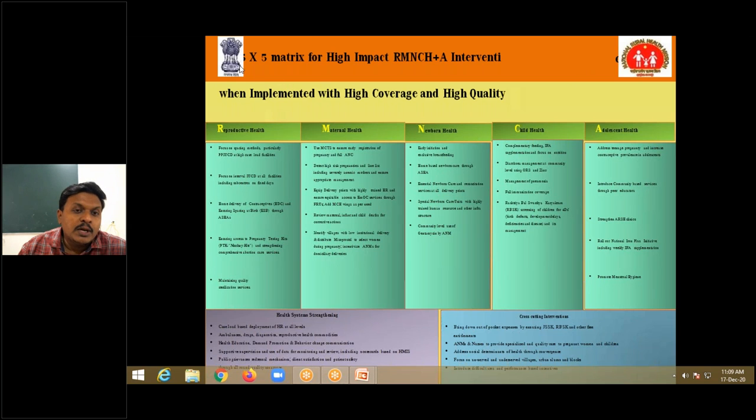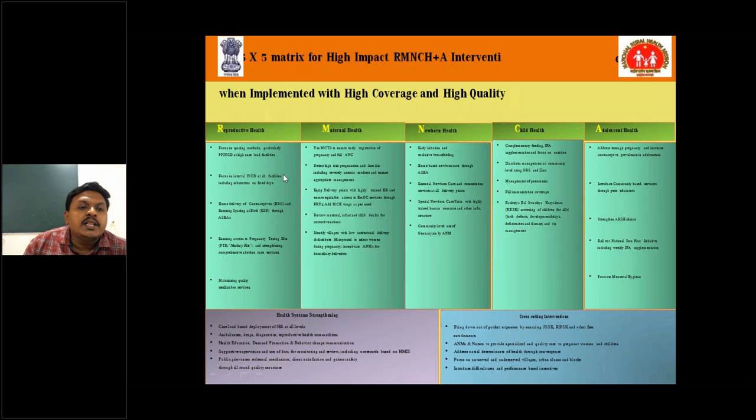So you have to write the term also, 5x5 matrix of interventions. This is implemented with high coverage and high quality. In reproductive health, the main focus will be on spacing methods, particularly postpartum intrauterine contraceptive devices in high case load facilities. Then focus on IUCDs in all facilities including sub-centers on fixed days. Then home delivery of contraceptives, that is HDC. This is a term which has been gaining importance, HDC, home delivery of contraceptives.